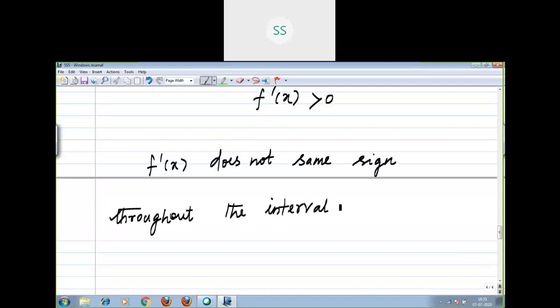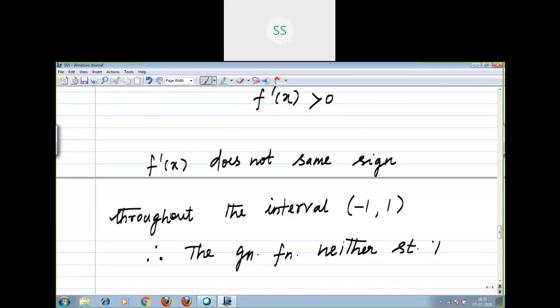From the tabular column, you understood this, right? Interval minus 1 to 1. Therefore, the given function is neither strictly increasing nor strictly decreasing in the interval minus 1 comma 1, right?